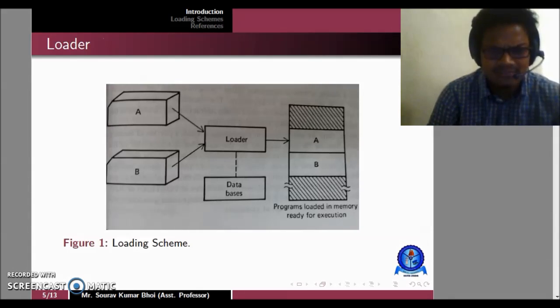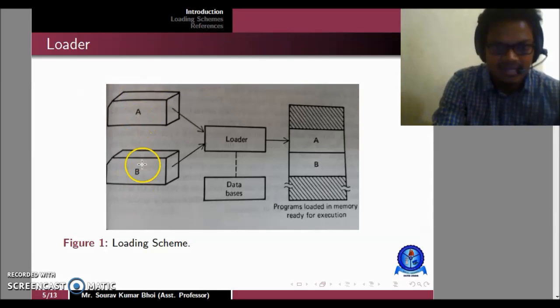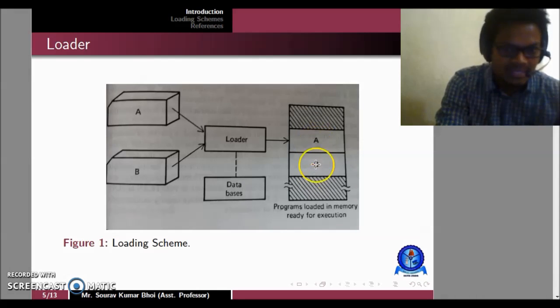So here you can see a figure where A and B are two objects and they are going to the loader. The loader is a function which is executed, and its main function is to load A and B into the main memory for execution. So the CPU fetches the instructions and executes A and B by using the databases. Here you can see programs loaded in memory ready for execution.